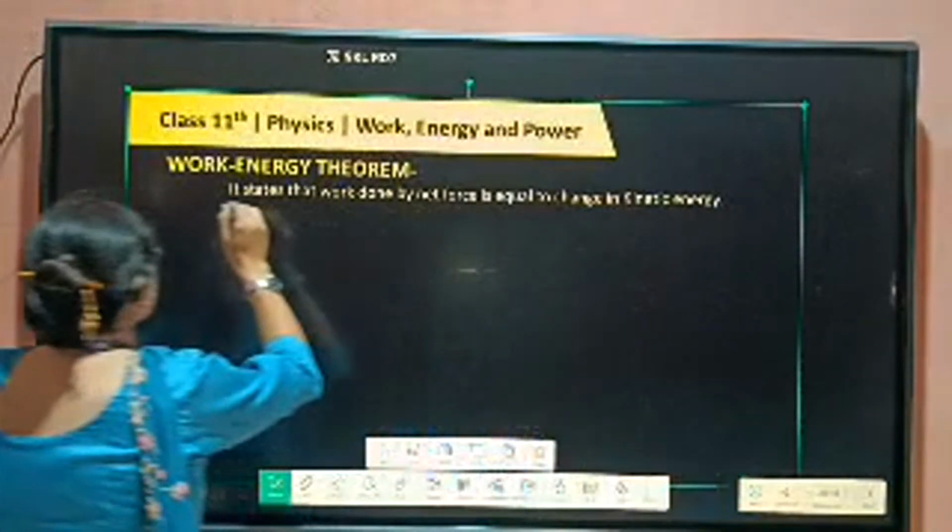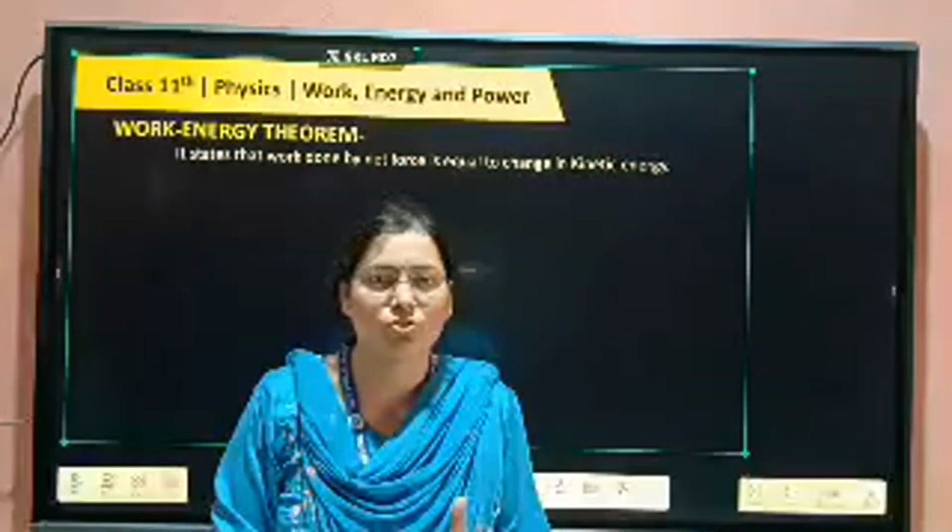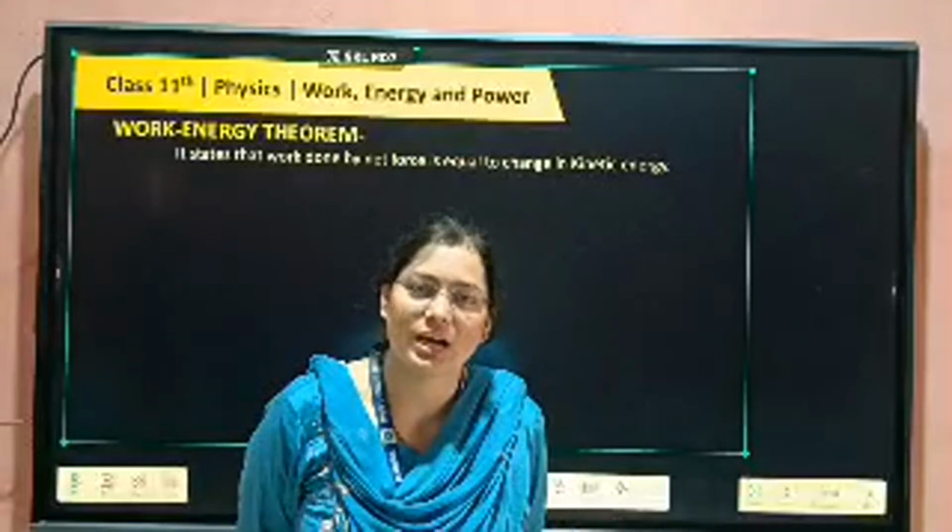Okay. Now our next topic is the work energy theorem. What is the work energy theorem? This theorem states that the total work done on an object is equal to the change in its kinetic energy.